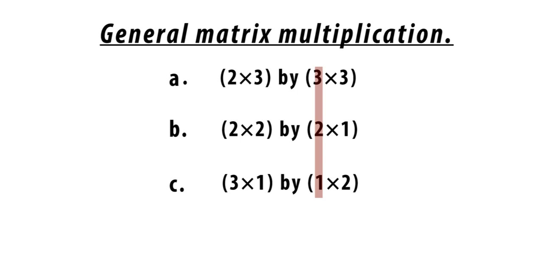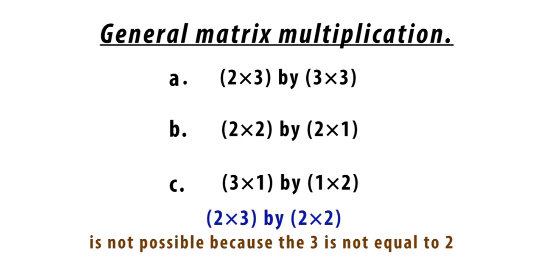However, if we have a 2 by 3 matrix and a 2 by 2 matrix, matrix multiplication in this case would not be possible because the number of columns in the first matrix is not equal to the number of rows in the second matrix.